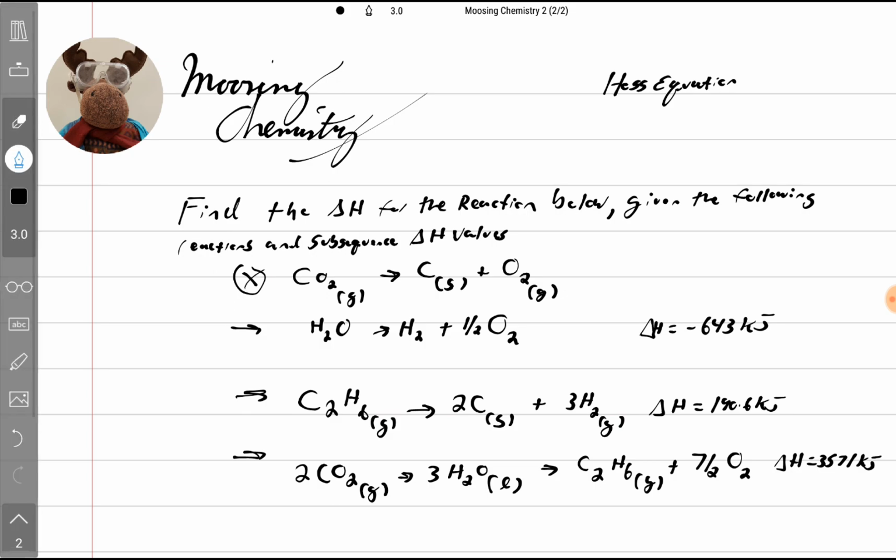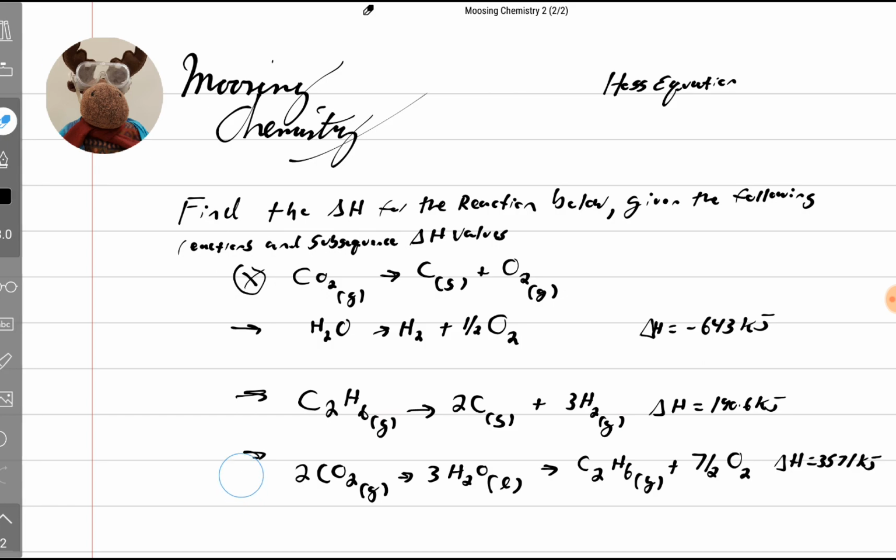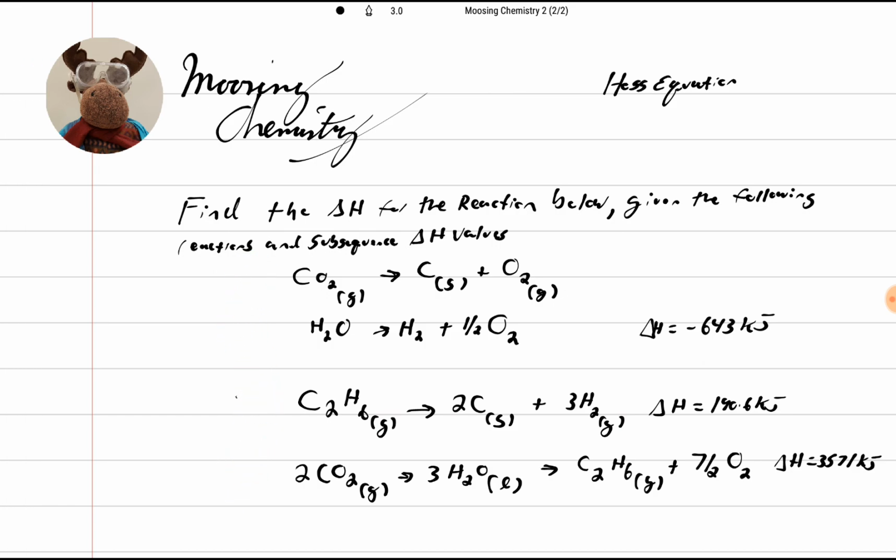Let me go ahead and get rid of all that real quickly, and we'll get down to business. First of all, we're going to have to flip the first equation. This equation right here has to be flipped, because we want to get that H2O on the opposite side of this H2O. That's really important. So now we're going to have to take care of that. Let's do this here.